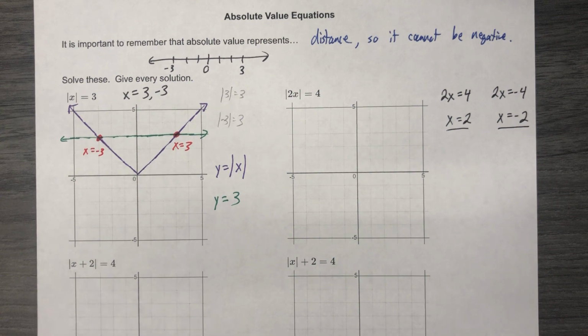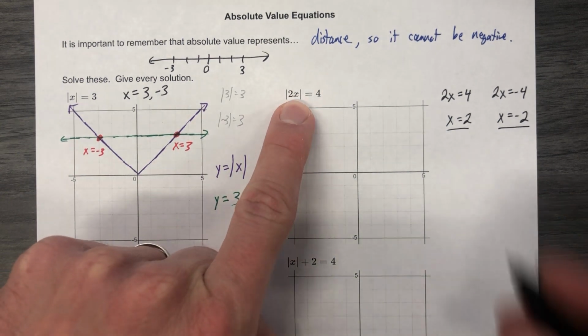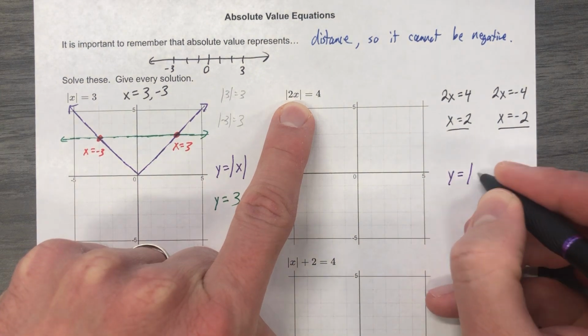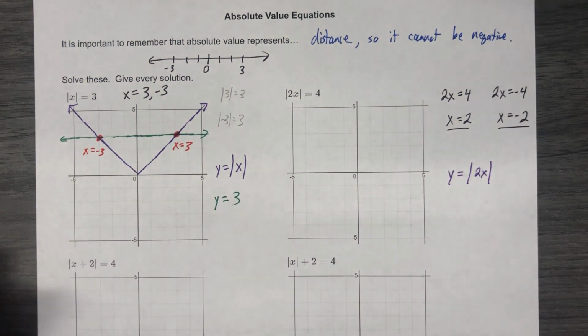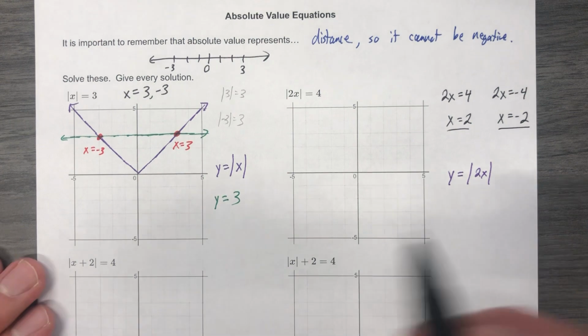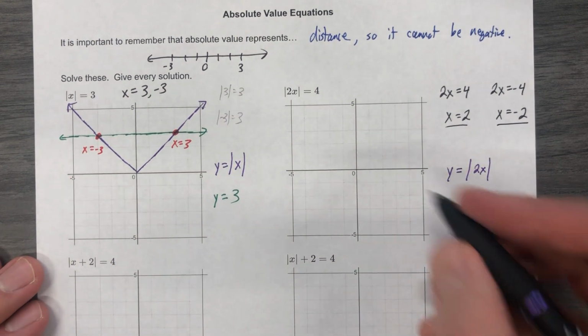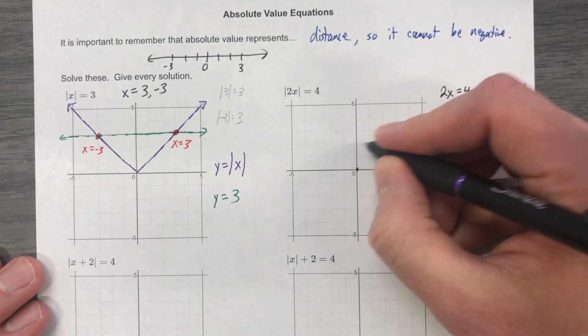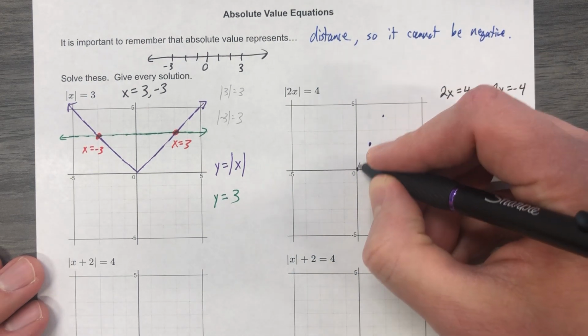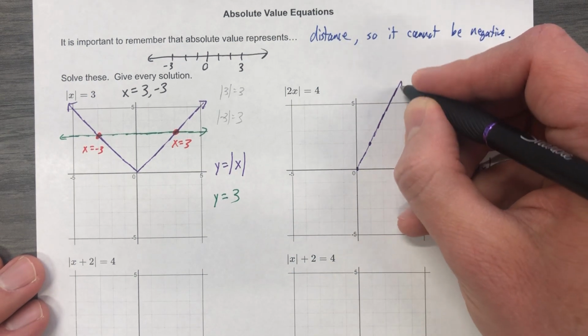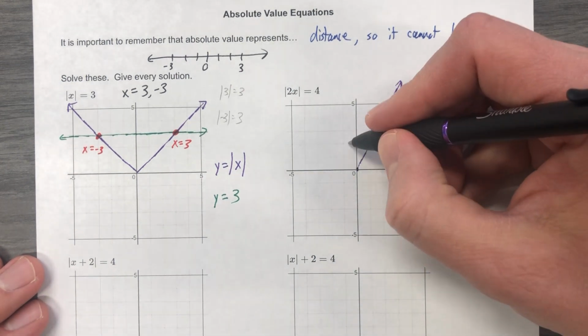Now, I could also graph, and I'm going to graph the left side as its own function, absolute value of 2x. And this is basically everything you saw here, only the slope is going to be steeper. It's going to be 2. So up 2 over 1, up 2 over 1. So there's this steepness here. And the slope is -2 on the other side.